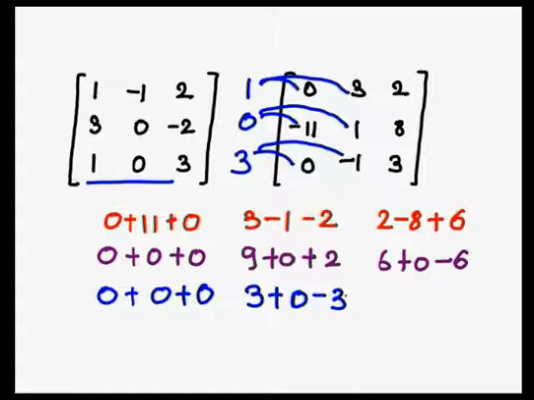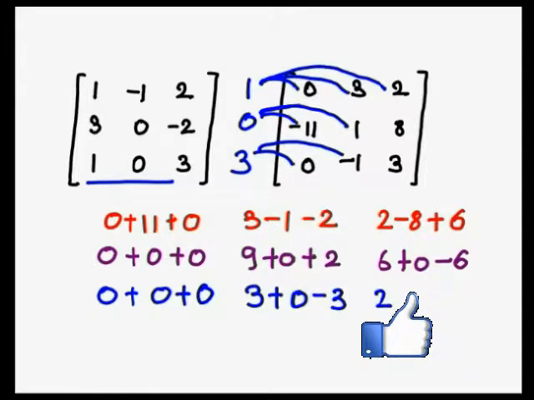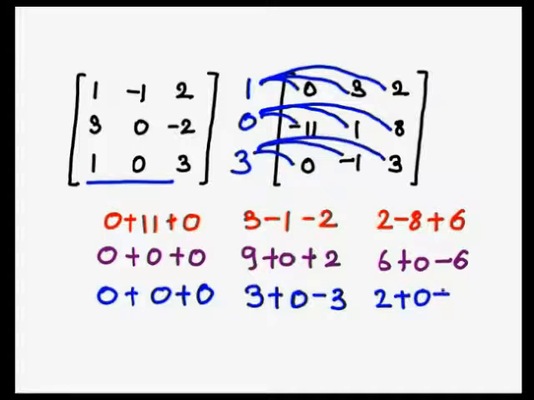So obviously the last is nothing but we have to multiply with the last column. So we multiply 1 with 2, 0 with 8 and 3 with 3. So 1 with 2 we get 2, 0 with 8 we get 0, and 3 with 3 we get 9. So this is our resultant. See how simple the method is. I assure that you will not make any single mistake when you solve with this method.